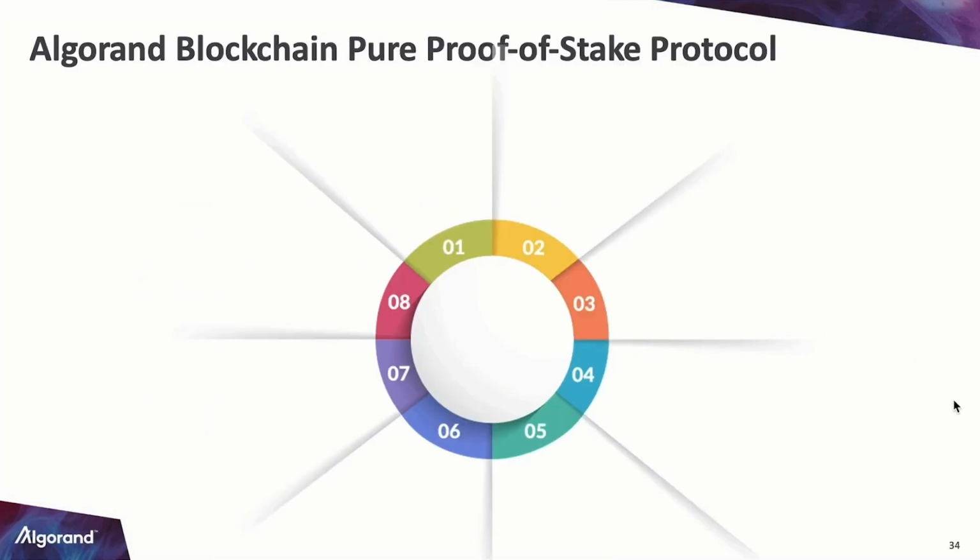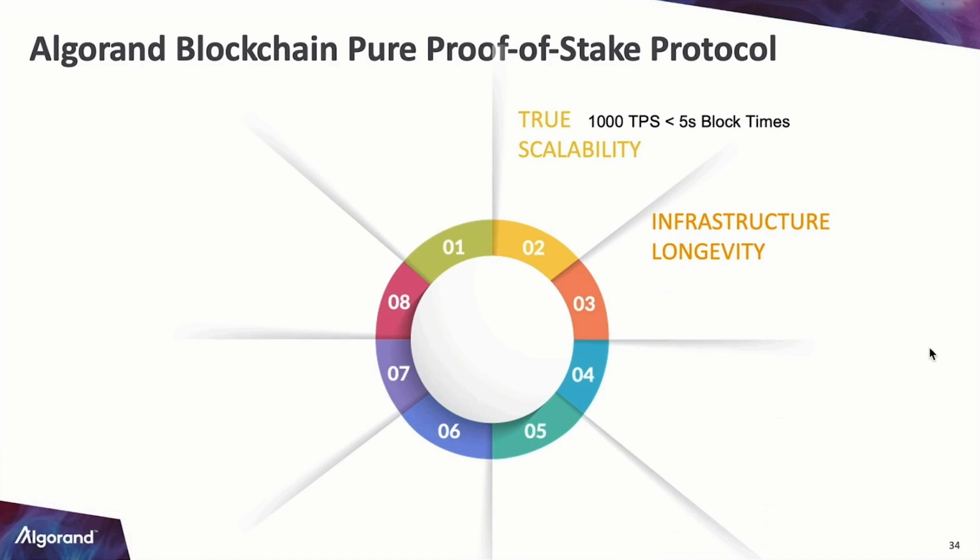What are these? First, we'll start out with the pure proof of stake protocol. That's what it's called, and it is pretty cool. It offers true scalability, and we have pegged it at over 1,000 transactions per second, less than 5 seconds to burn a block, and this is getting better even. So it's getting faster, and we're getting more throughput as well. And then also infrastructure longevity. We've rolled out several updates to the blockchain, smooth as silk.